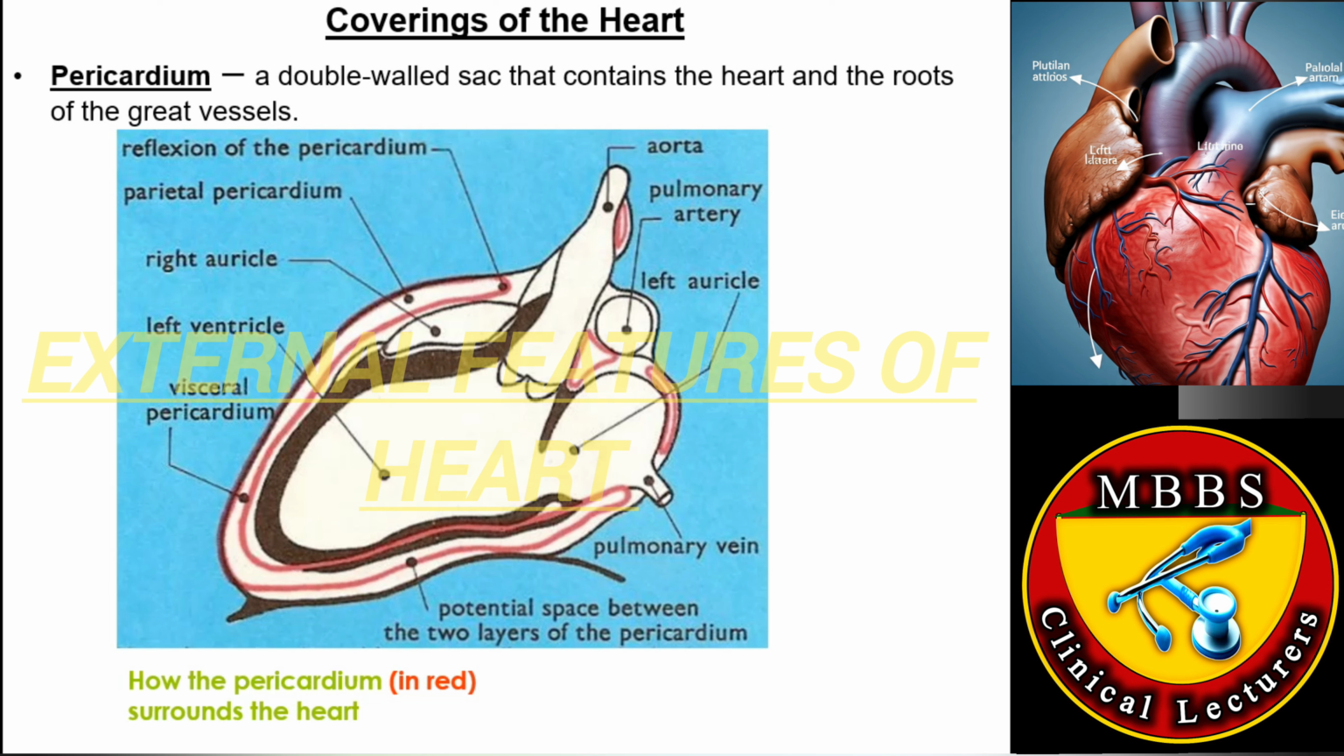Superficial fibrous pericardium, a deep 2-layer serous pericardium. So the outermost, that is the superficial pericardium, then is the deep 2-layer serous pericardium. It is again divided into parietal and visceral layers. You see here the visceral layer, and this is the parietal layer.